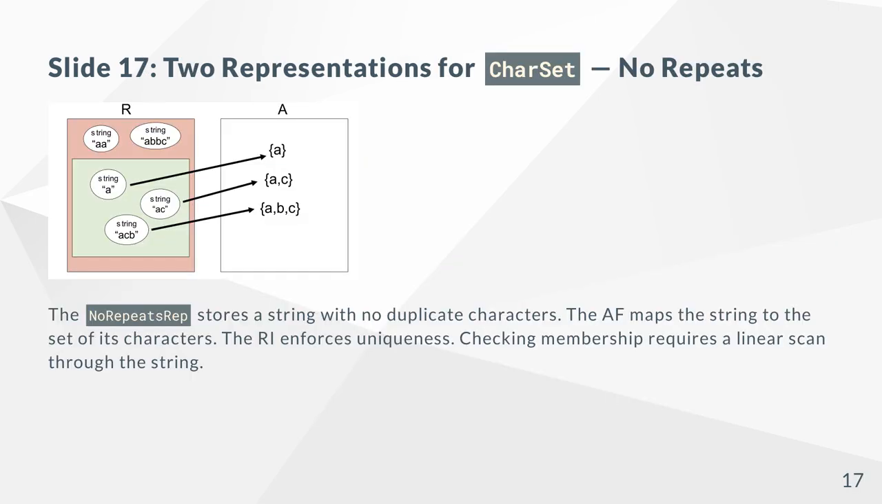Here is the first of two possible representations for CharSet. The no-repeats rep stores a string with no duplicate characters. The AF maps that string to the set of its characters. The RI enforces uniqueness. To check membership, you scan through the string linearly, O of n. Simple and correct, but not the fastest option when the character set is large.